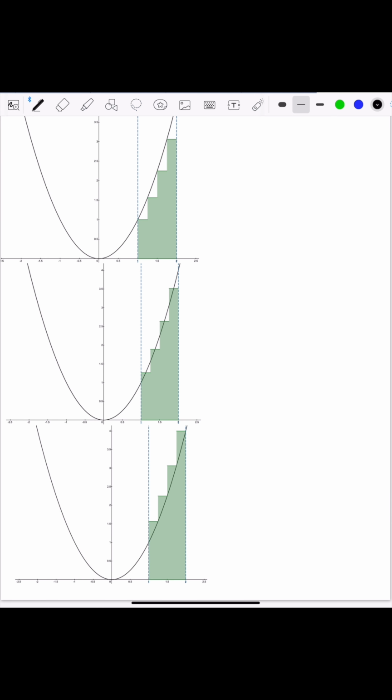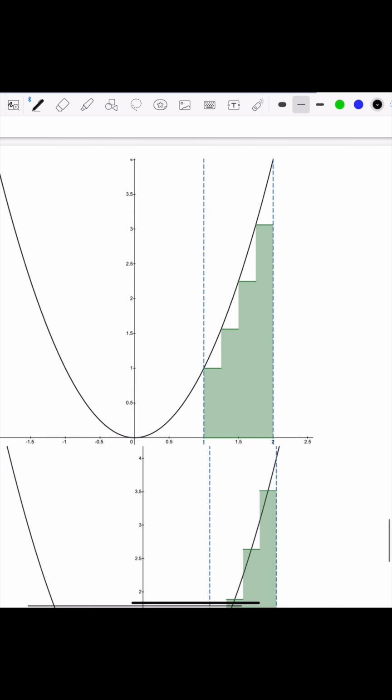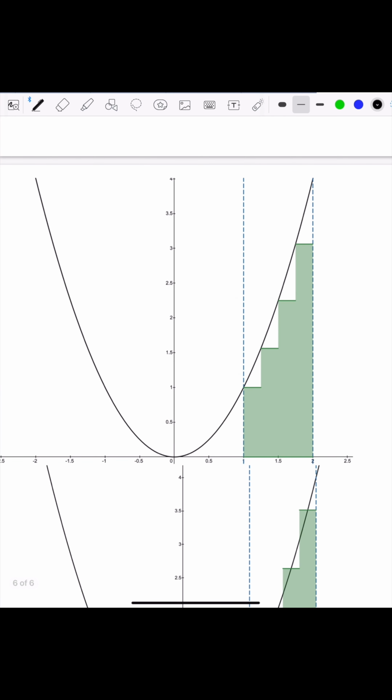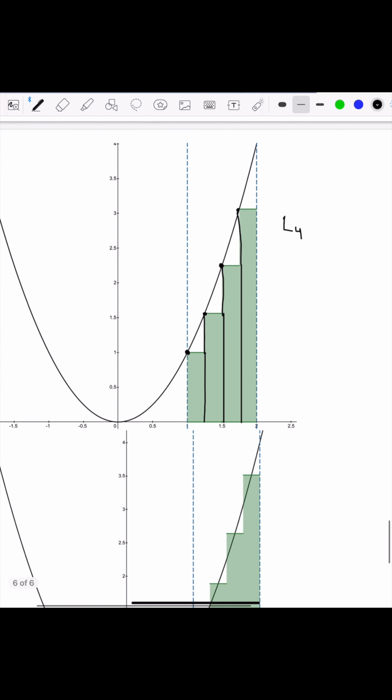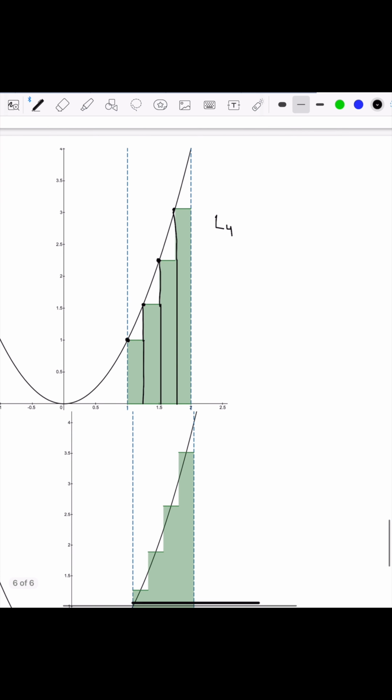Which one is L4, which one is R4, and which one is M4? Let's look closer. In this first graph, the height of the first rectangle is whatever the value of that point is. The height of the second rectangle is this. This is our second rectangle. The height of our third rectangle is whatever this height is, and the height of our fourth rectangle is whatever this height is. If we look close, we notice that that is the left side of each rectangle. So this is L4. This is a picture of L4.